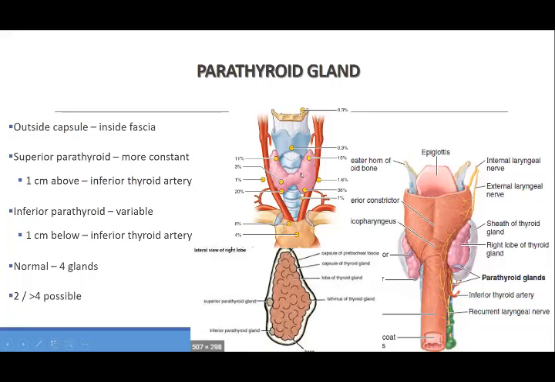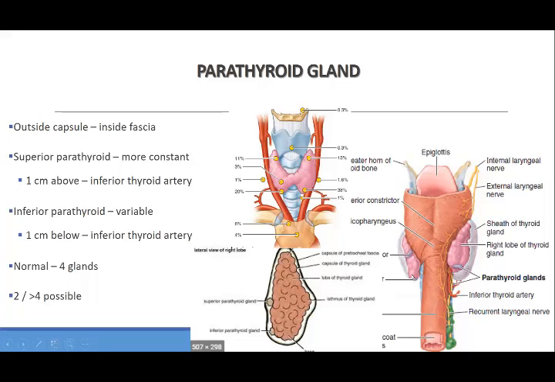What you see over here is the anterior surface, but they have possibly located them wrongly. This is the posterior surface. This is the correct location. What you see here is just the possibility where any wrongly placed parathyroid gland may be present. It is called an aberrant parathyroid gland. Superior parathyroids are more constantly positioned.